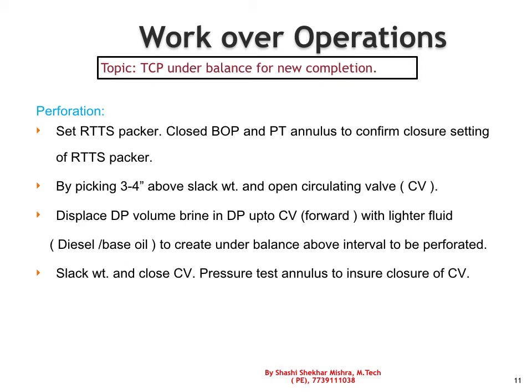Now we pick up the string 3 to 4 inches above the slack weight to open the circulating valve. Here we have to create the underbalance. To create the underbalance on the tubing or drill pipe side, we displace the drill pipe volume with diesel or base oil. Once it is displaced, we set the slack weight of the string and close the CV, and again pressure test the annulus to ensure that the CV is closed.